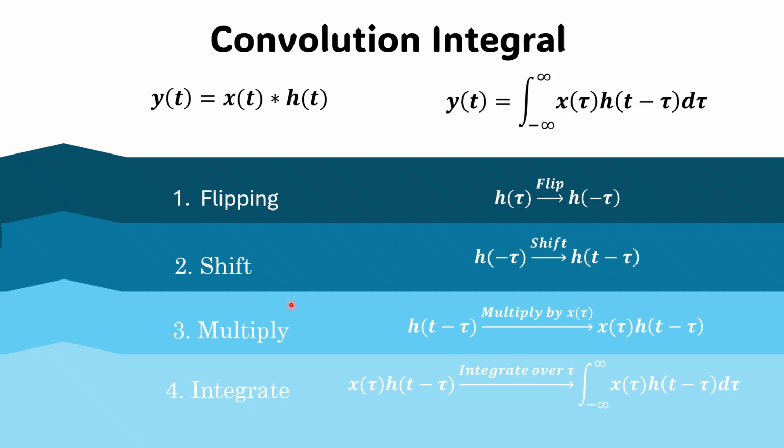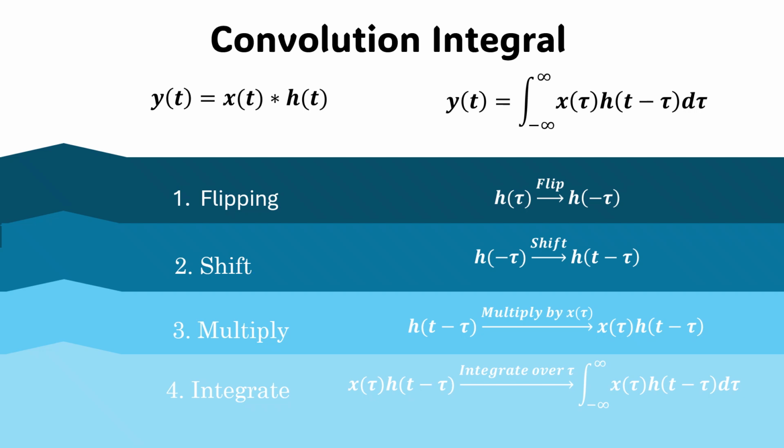Next, the time shifted signal is multiplied by the weight x of tau. So, we obtain the product x of tau into h of t minus tau. The last step, the product x of tau into h of t minus tau is integrated over the interval minus infinity to plus infinity, which gives us the final output y of t. So let us explore these steps with an example.